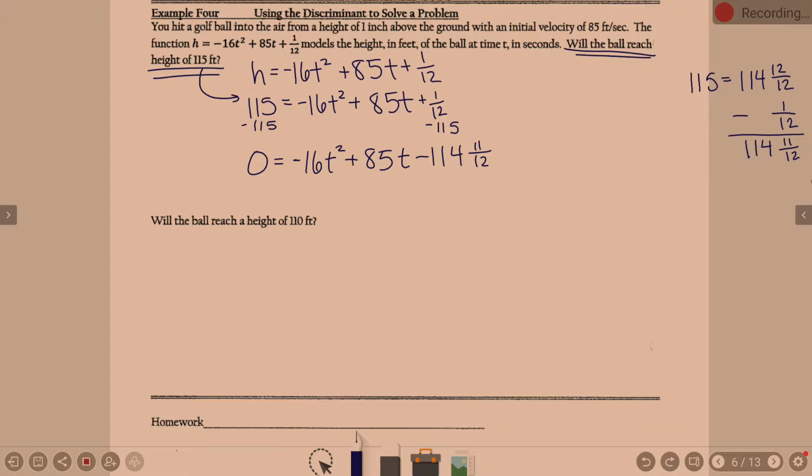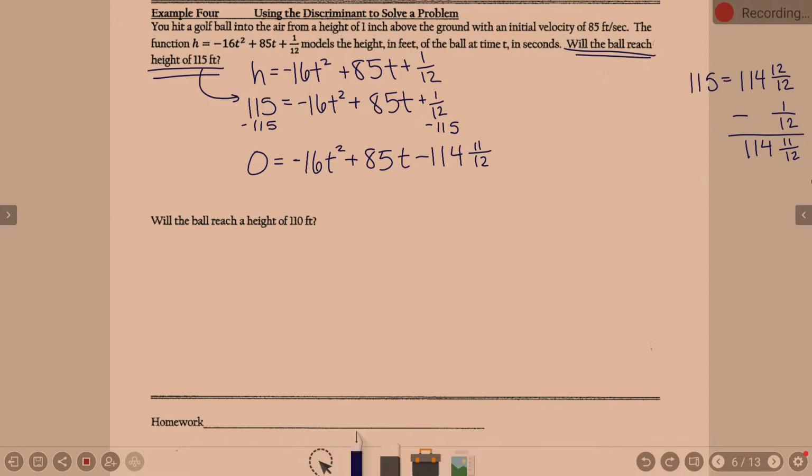Does it ask at what time? No. So do I need to find t? No. What did we just learn at the bottom of the previous page? It can be no solution. We talked about the discriminant, right? And the discriminant tells us if there are two solutions, one solution, or no solutions. So how can the discriminant help me here? If I find the discriminant and there's one or two solutions, will it reach a height of 115 feet?